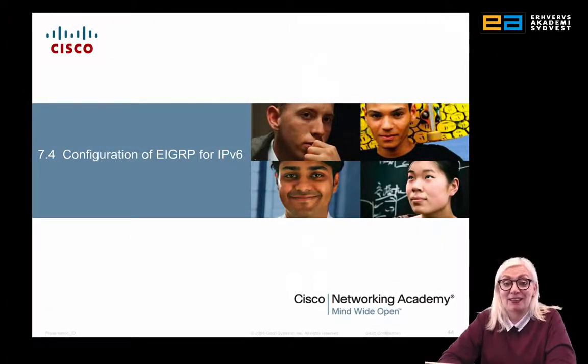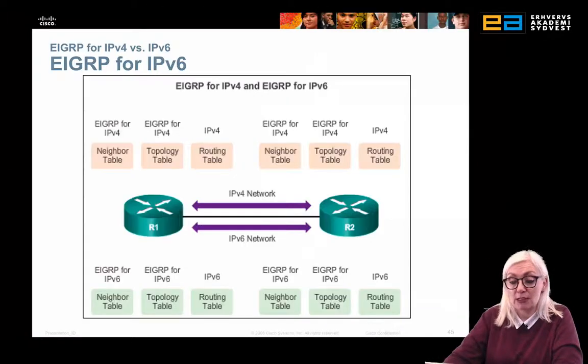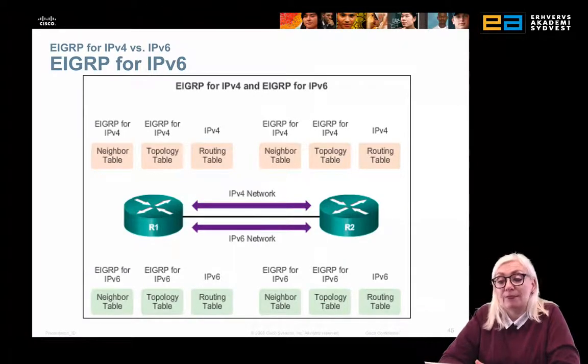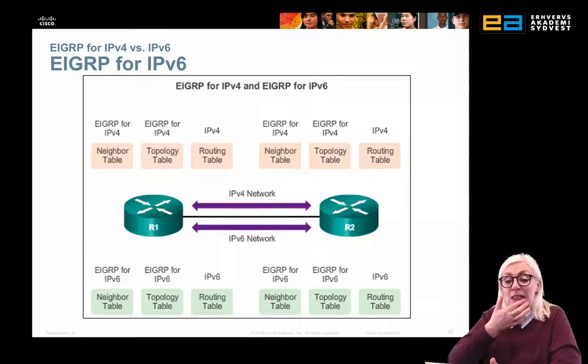Hi, this is a presentation of how to configure EIGRP for IPv6. And there are so many similarities with EIGRP when we are working with IPv6 if we compare it to IPv4. And that is because, of course, as I told you earlier, EIGRP is a modular-based protocol, which means we just switch modules. So now we switch over to IPv6.